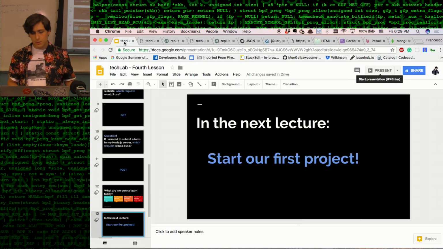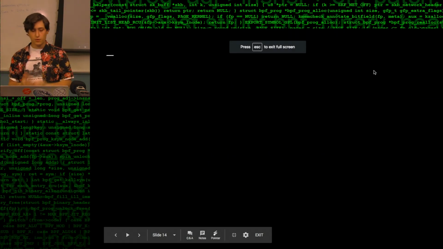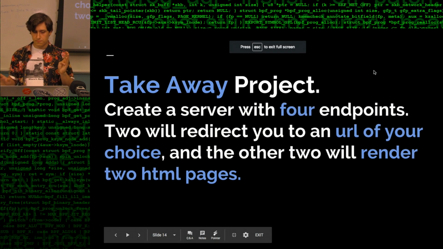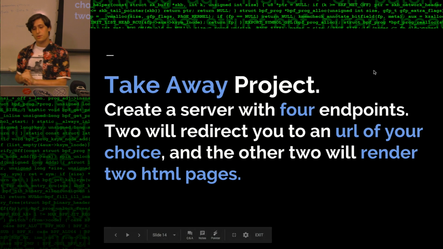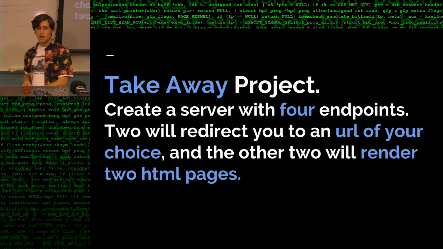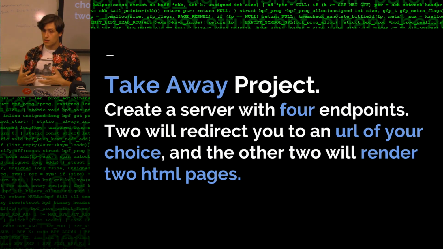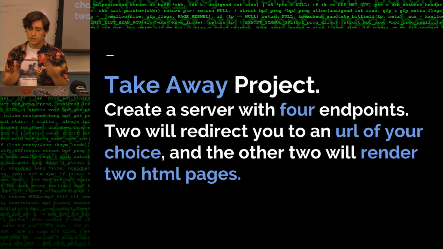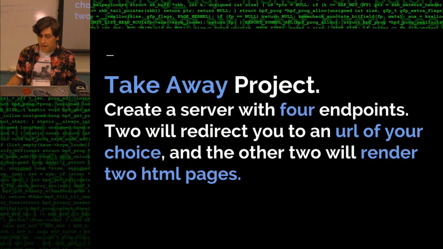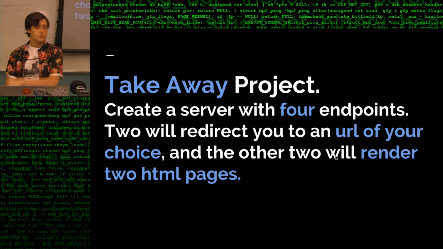Okay, so the takeaway project for today would be to create a basic server with 4 endpoints. 2 of them will redirect you to a URL of your choice, and this implements a method that was not specified by me in my lessons. So there is actually a method that you can find in the documentation of Express, and that can actually redirect you from your server to another server, which in this case could be a website. It could be anything that you want. And the other 2 will actually render HTML pages.